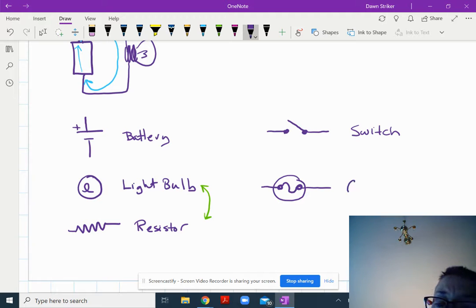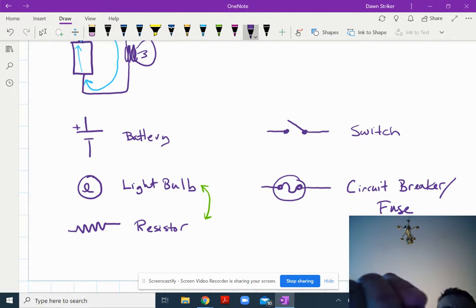That's known as a circuit breaker or a fuse. In old houses, they had fuses. This little squiggly line in here indicates a little filament that melts if the current gets too high. So if the current gets high, that little filament melts, it breaks the circuit, and current stops flowing. So that's another type of circuit element that you could see.